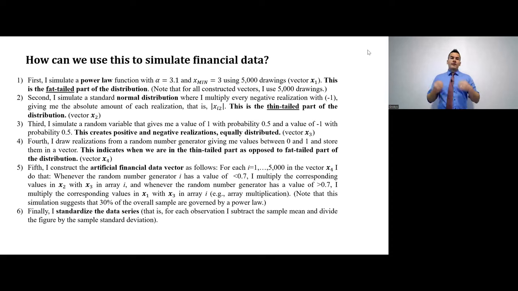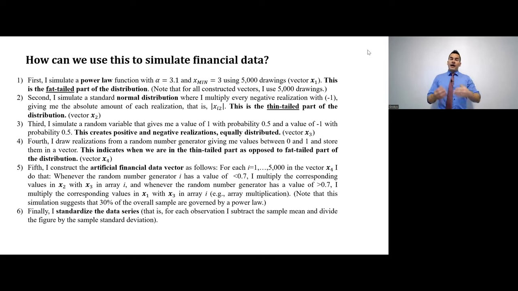The fourth step here is that I draw realizations from a random number generator giving me values between 0 and 1, and I also store those 5,000 drawings in a column vector. And this indicates, obviously, when we are in the thin-tailed part as opposed to the fat-tailed part of the distribution. So this is the purpose of this vector x4.